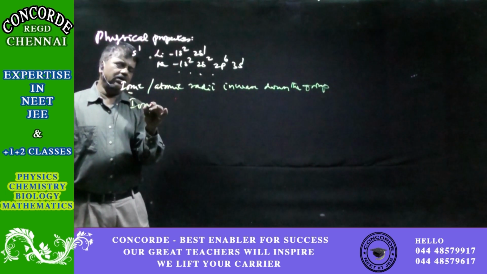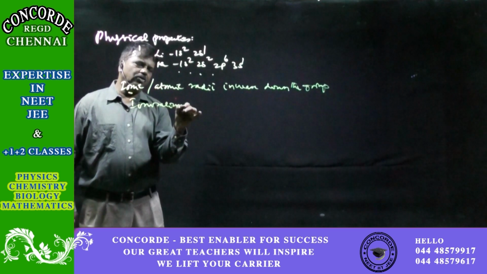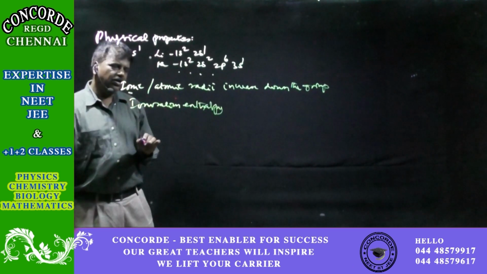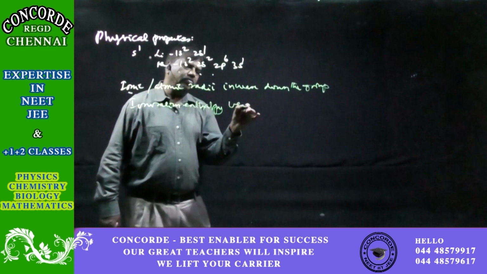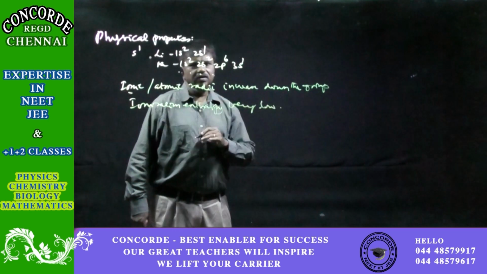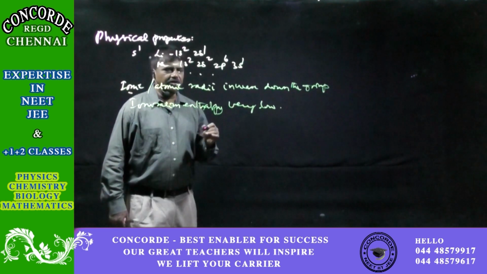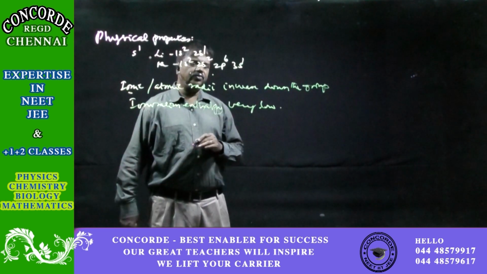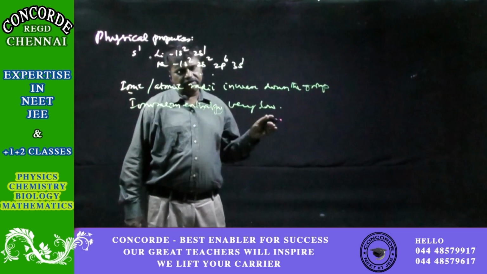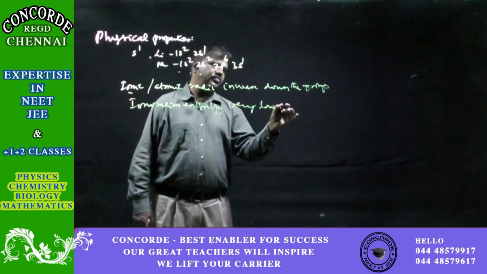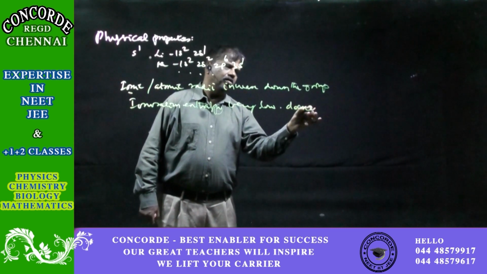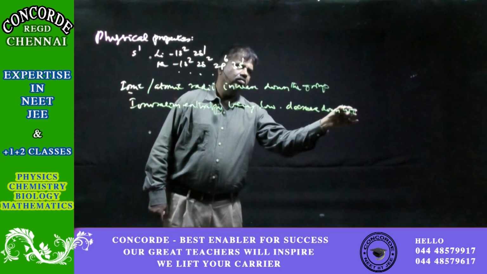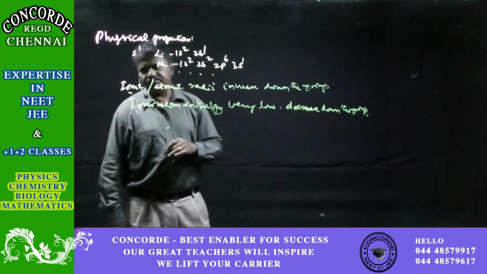Ionization enthalpy is generally low because it is very easy to remove an electron from the outermost shell. It also decreases down the group because of lesser effective nuclear charge. This is about ionization enthalpy.